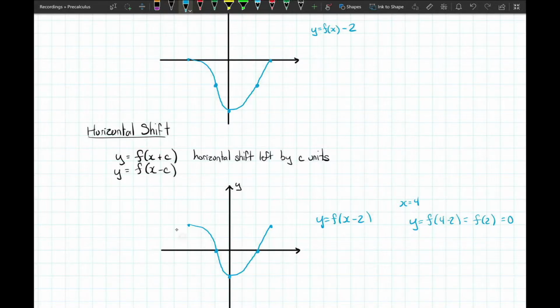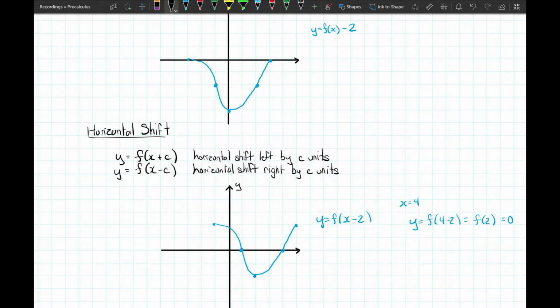So we've got x equals 4, y equals 0. And that's going to transform all of the points the same way, taking the point 2, 0 and moving it 2 units to the right. You can see that y equals f of x minus a positive constant is a horizontal shift right. Okay, well, we've taken a look at what happens when we add a positive constant.